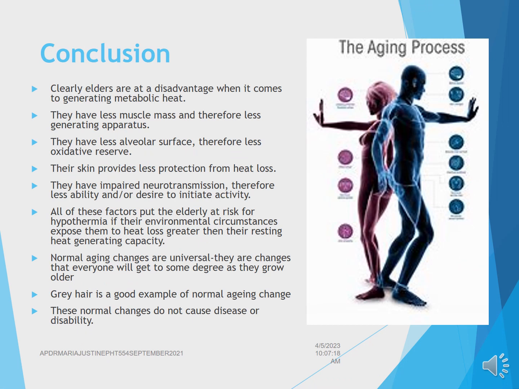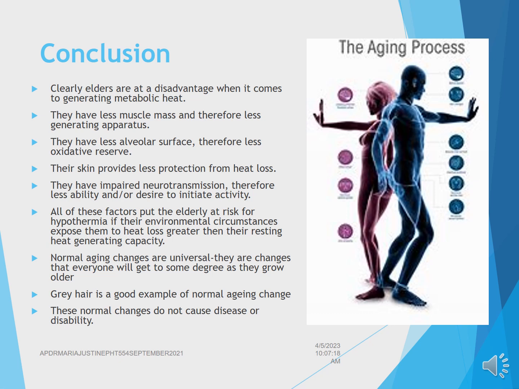So, as a conclusion, clearly elders are at a disadvantage when it comes to generating metabolic heat. They have less muscle mass and therefore less generating apparatus. They have less alveolar surface, therefore less oxidative reserve. Their skin provides less protection from heat loss. They have impaired neurotransmission, therefore less ability or desire to initiate activity. All of these factors put the elderly at risk for hypothermia if the environmental circumstances expose them to heat loss greater than their resting heat generating capacity.